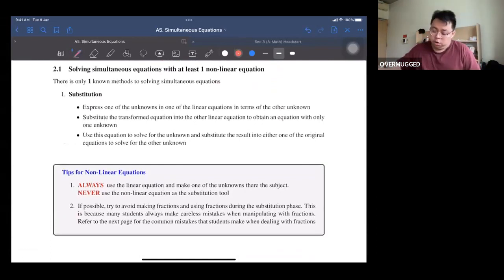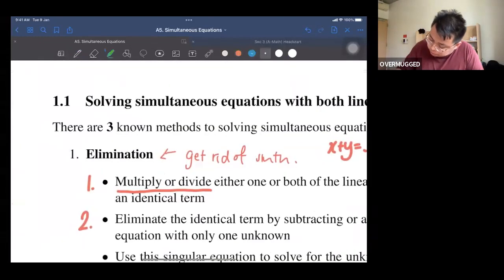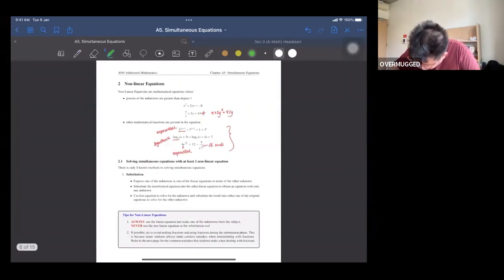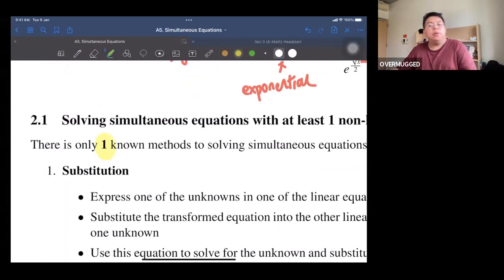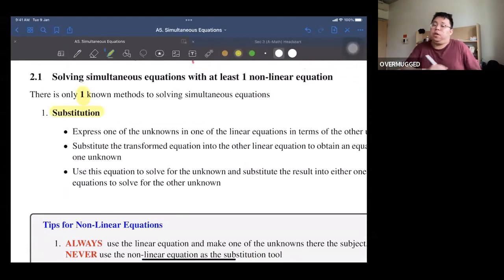Now, just take note. Remember just now I said that for solving simultaneous equations with two linear equations, which is this page here, there are three methods: elimination, substitution, and graphical. But if you look very carefully right here, there's only one. There's no other way to actually solve non-linear equations, and the only way is substitution. So it's exactly what I have done just now.